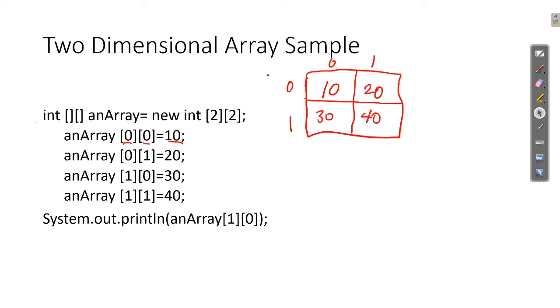So after that, sabi dito, an array index 1,0. So ibig sabihin, we'll be accessing 1,0. Nasaan siya? Ito, si 1,0. We'll be getting 30. Ang magiging answer lang dito will be 30. So yun yung ginagawa ng sample code na ito.